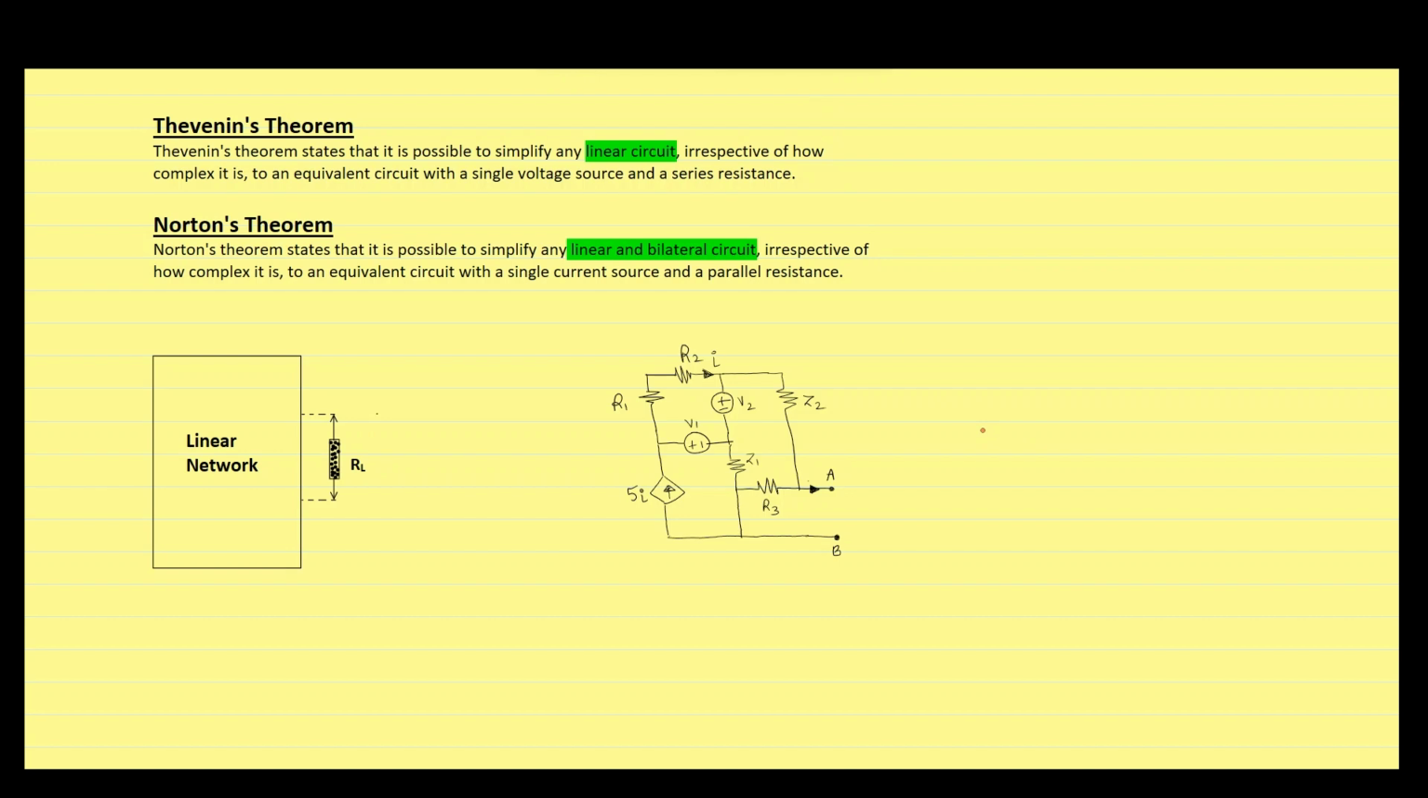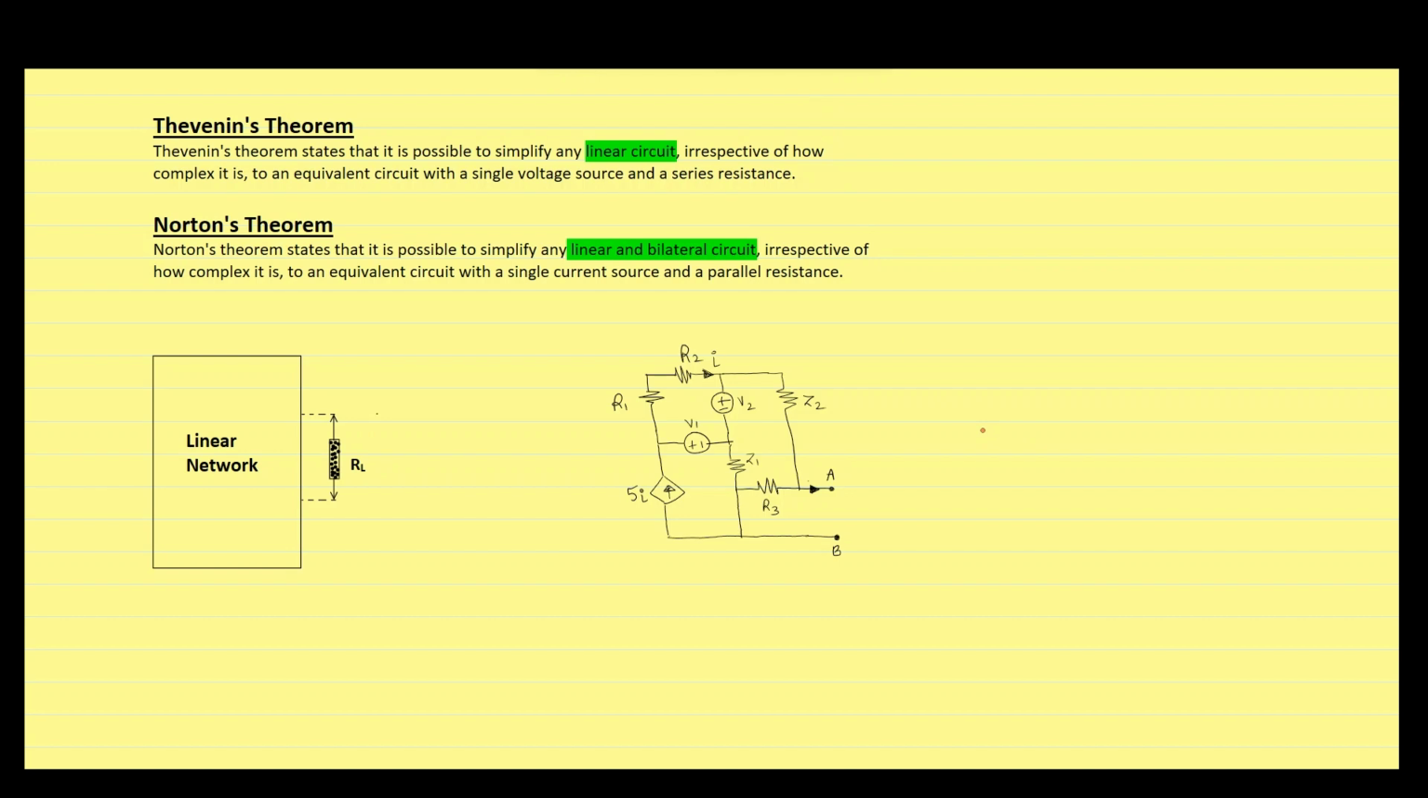In this lecture, we will be discussing two important theorems, namely Thevenin's and Norton's theorem, which are two of the most basic theorems of network theory. Thevenin's theorem states that it is possible to simplify any linear circuit, irrespective of how complex it is, to an equivalent circuit with a single voltage source and a series resistance.